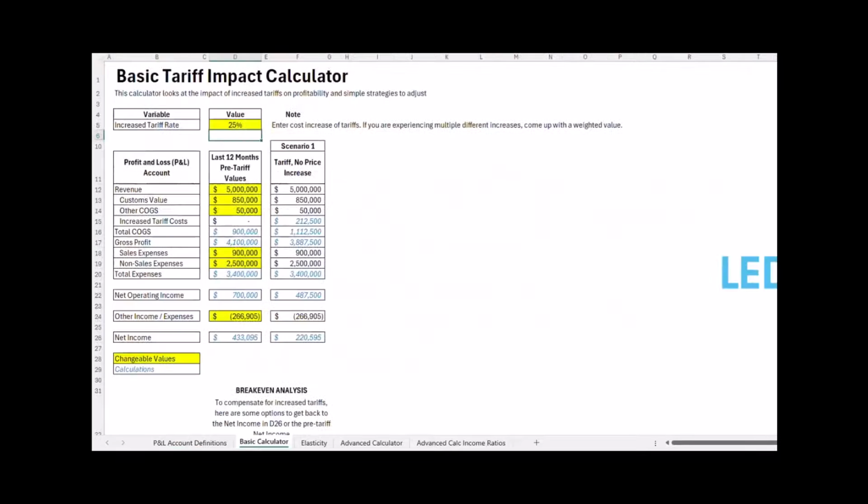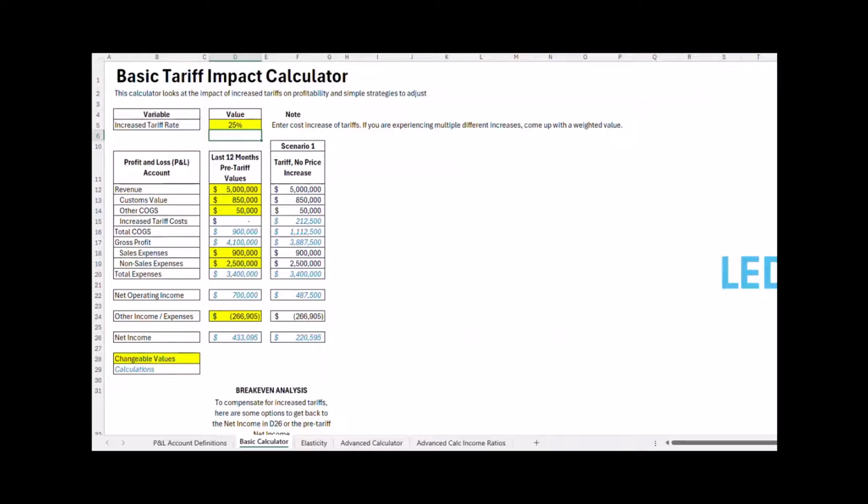So that should help you as you move over to the basic calculator. Be sure and grab these numbers for the past 12 months from your profit and loss and input them here. So you'll see I've input some random numbers simply to show you how the calculator works. After you've entered the numbers from your P&L, be sure to enter the increased tariff rate that you anticipate up here in cell D5.